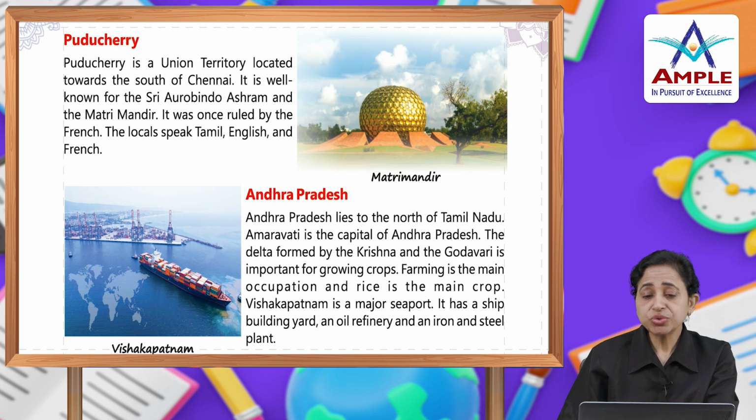So let's talk about now Andhra Pradesh. Andhra Pradesh lies to the north of Tamil Nadu. Amravati is the capital of Andhra Pradesh, and the delta formed by the Krishna and the Godavari is important for growing crops. Farming is the main occupation and rice is the main crop. Visakhapatnam is a major seaport.